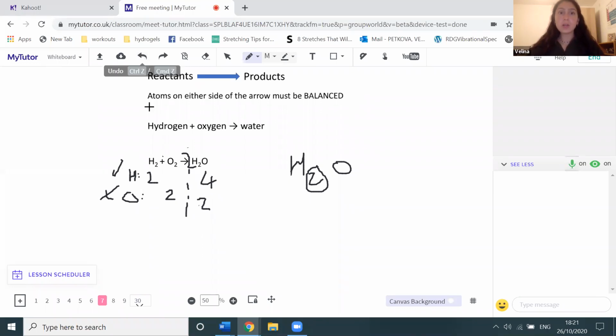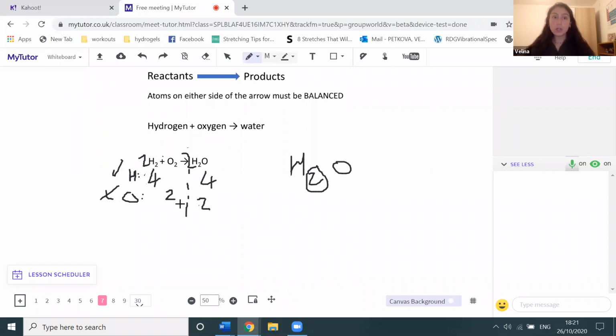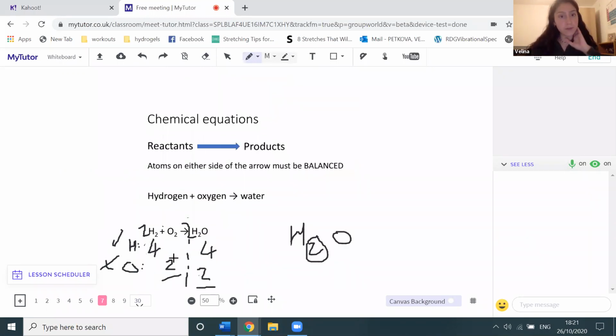So how can we fix this? How can we get from 2 on this side to 4 like we want? All we need to do is just multiply the hydrogen by 2. This changes our 2 into a 4, and the equation is satisfied. We have 4 hydrogens on the left-hand side, 4 on the right, 2 oxygens on the left, 2 oxygens on the right. So therefore, it is perfect.